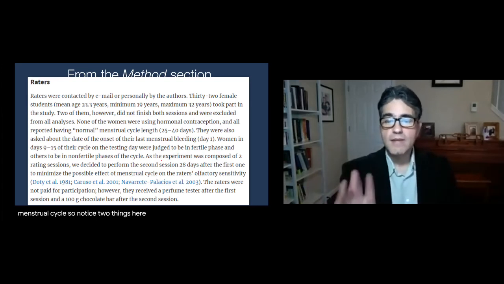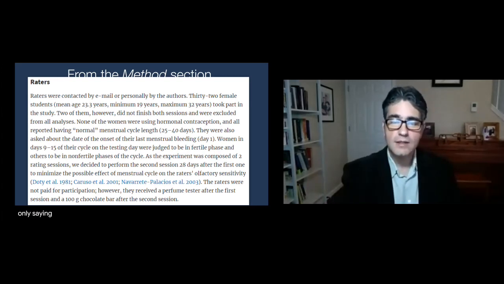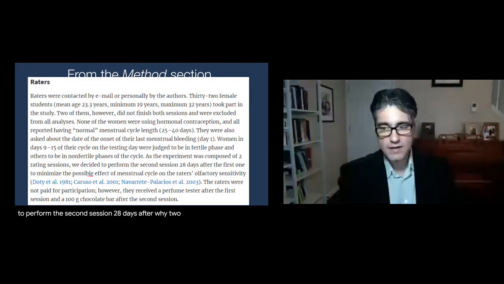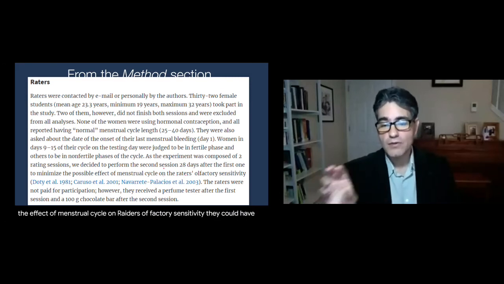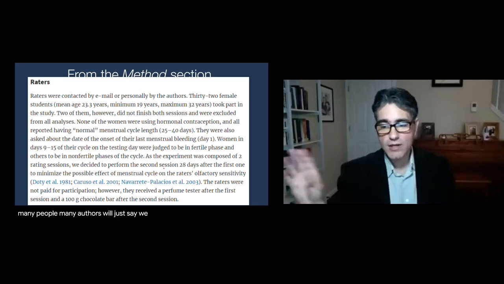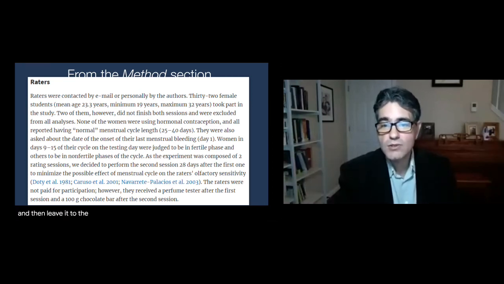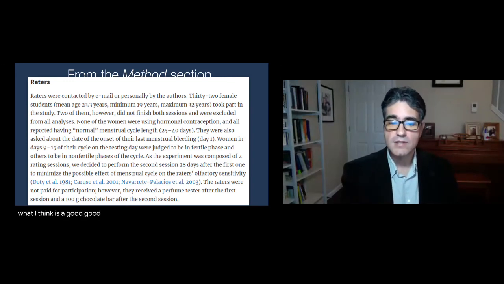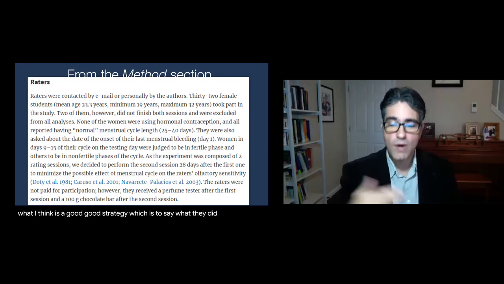You find that in the method section, they're not only saying what they did, but also why they did it. So here, they say they decided to perform the second session 28 days after. Why? To minimize the effect of the menstrual cycle on raters of olfactory sensitivity. Many authors will just say, we performed the session 28 days after, and then leave it to the reader to infer why they did that. But no, here they do what I think is a good strategy, which is to say what they did and then why they did it.